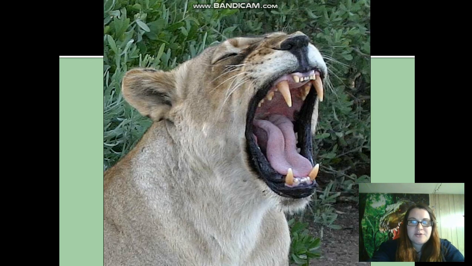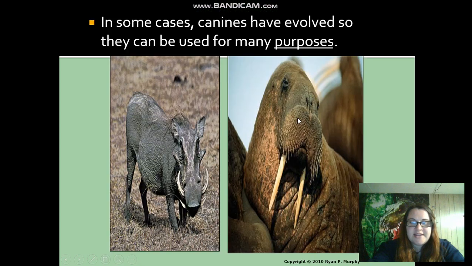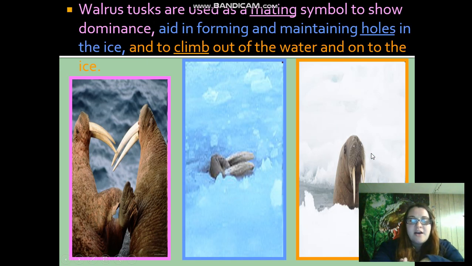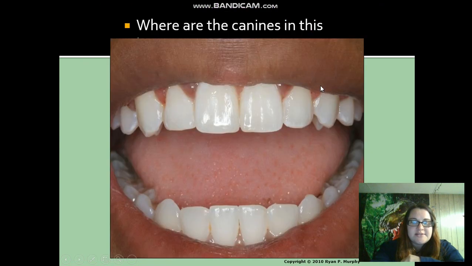Here's a lioness with her big gigantic canines there. They can have multiple purposes. You can see that this warthog, his has grown out, and so he uses them for defending. And walruses will use theirs to defend a territory, to fight for a mate, to help them break through the ice, as well as to help them climb out of the water and onto the ice.